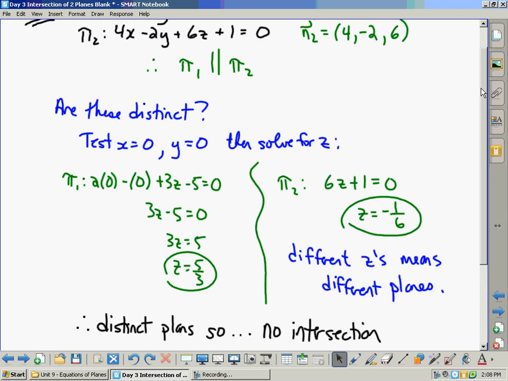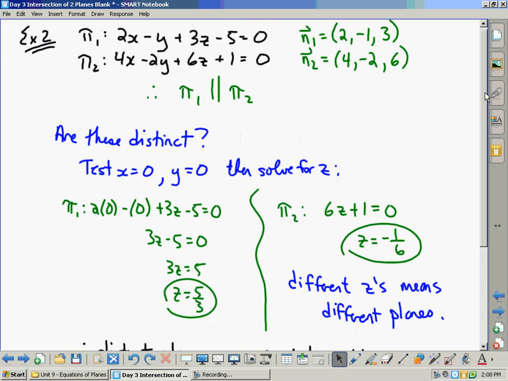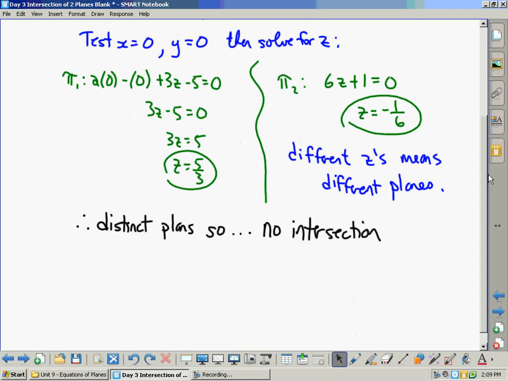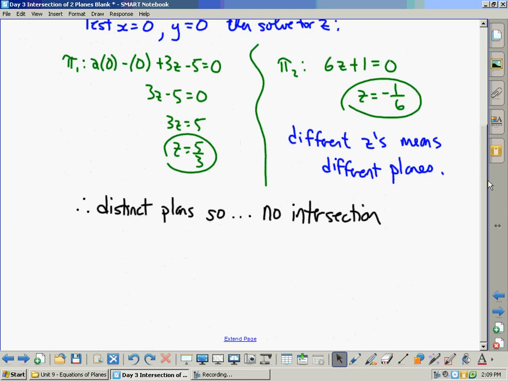Now, I'm not going to do a third example where they are the same plane. You would do the exact same math. The only difference is if they were the same, your z values here and here would be the same. And it turns out that they are the same plane and therefore infinite intersections. But I don't think it's necessary to do that as its own question.